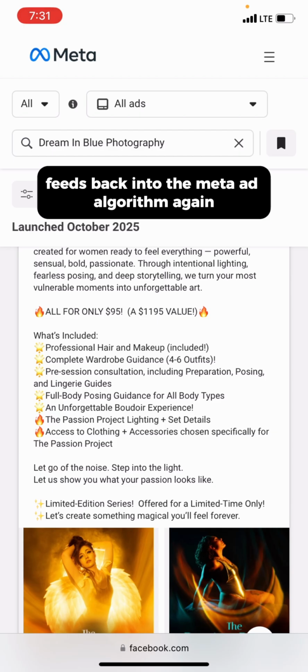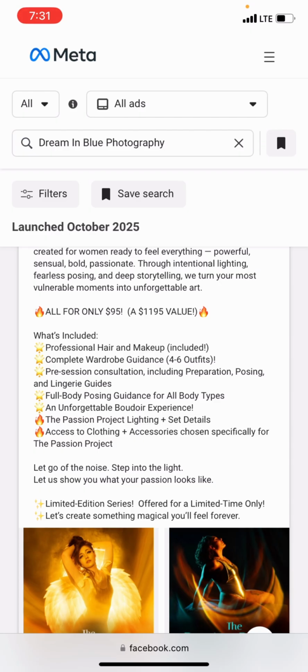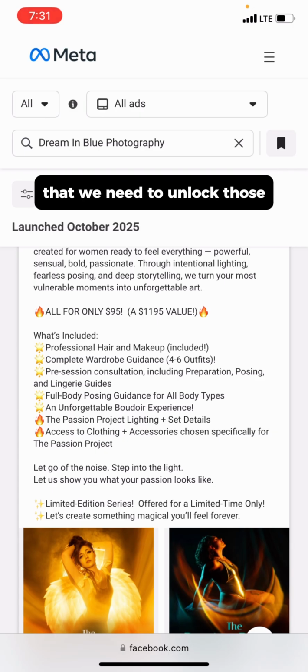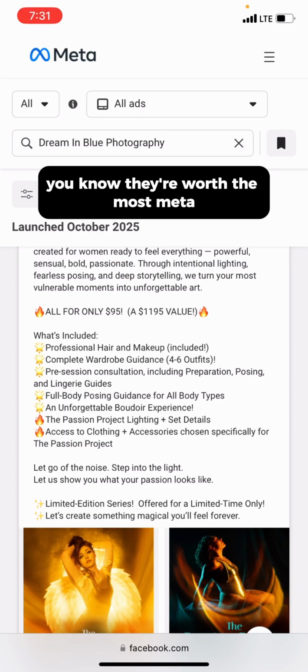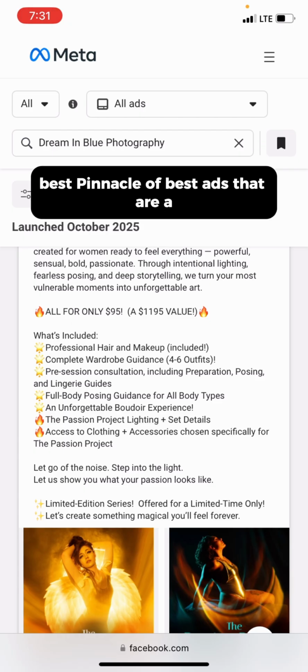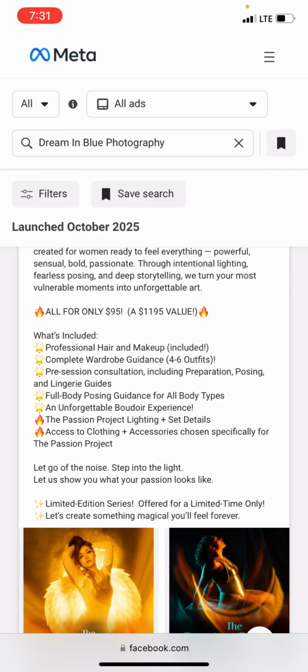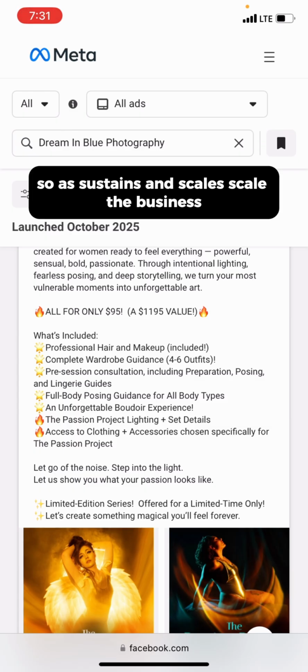And that better data feeds back into the Meta ad algorithm again. And our ads sustain and scale, going to higher quality Meta profiles over time that we need to unlock. Those are the most precious Meta users. So they're worth the most. Meta really needs to keep them on the platform. So literally only the best pinnacle of ads that are A, super relevant, and B, actually the best of the super relevant ads are shown to them. And they convert at a higher rate. So these are kind of the whales that we got to get to, but we only get to them by eliminating all these top 10 mistakes. So ads sustain and scale, scale the business.